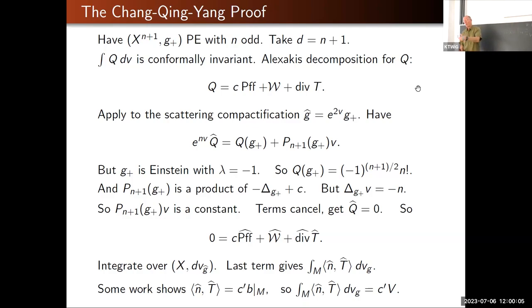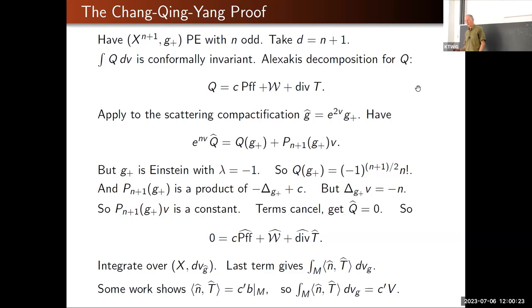So now I have to show how we do this for submanifolds. I'll give you the punchline: we don't know the Alexakis theorem for submanifold geometry. That's going to be the conjecture. I'm running short on time, but let me quickly go.